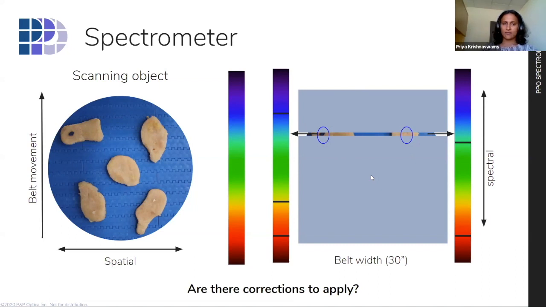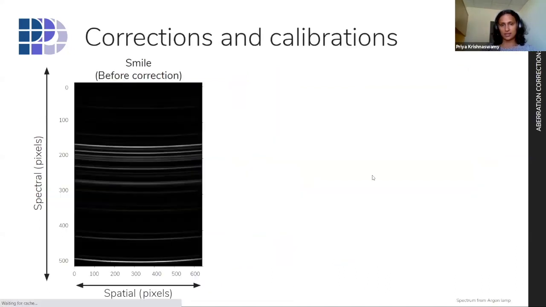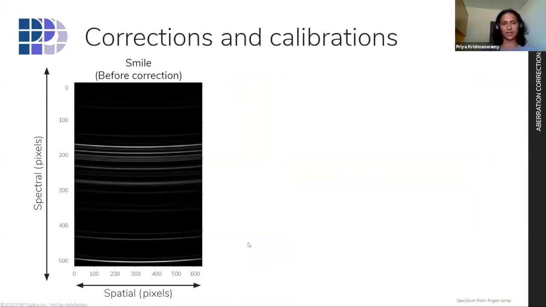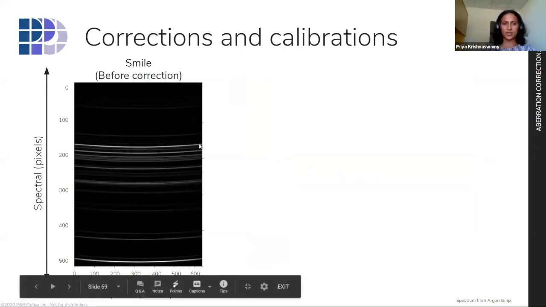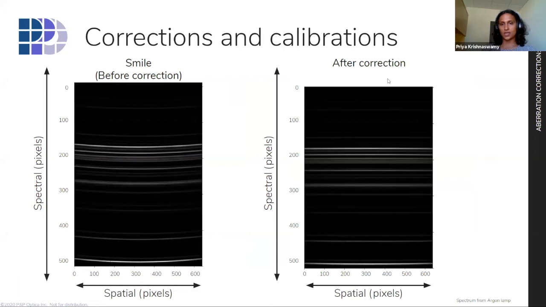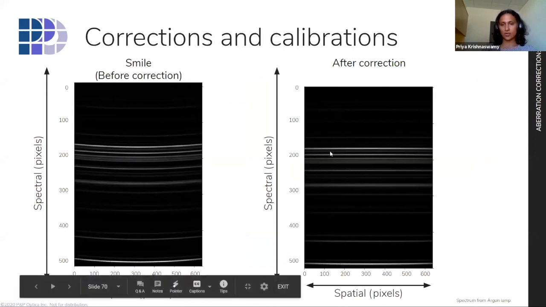And the question is, are there corrections applied to it? Yes. What you see here is what we call a smile. Once the spectrometer is built together, you have an argon lamp which has discrete wavelengths, and the different line bands you're seeing here correspond to different wavelengths. So this is one wavelength, around 965 nanometers. You would expect it to be a straight line, but because of aberrations in optics, you have curved lines. So we run a calibration through it, and after correction, you would have it all straightened up.